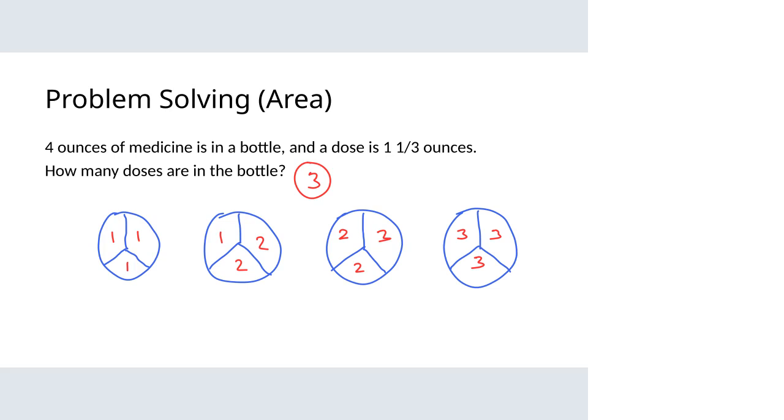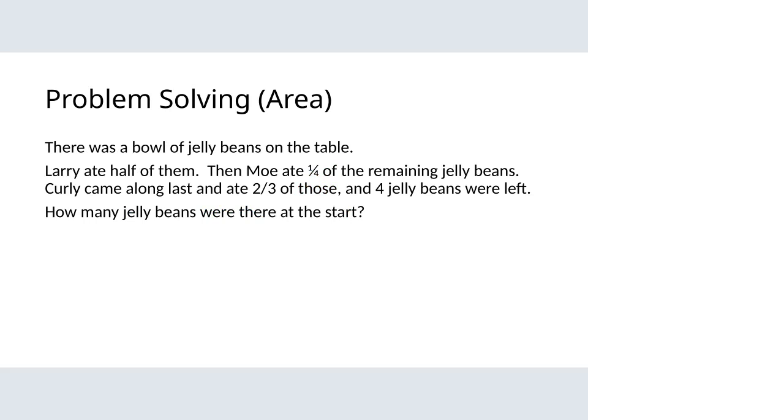All right, I have one more I want to look at with you. It's another area model question. There was a bowl of jelly beans on the table. Larry ate half of them. Then Mo ate 1/4 of the remaining jelly beans. And then Curly came along last and ate 2/3 of those. There were 4 jelly beans left over. How many jelly beans were there at the start?